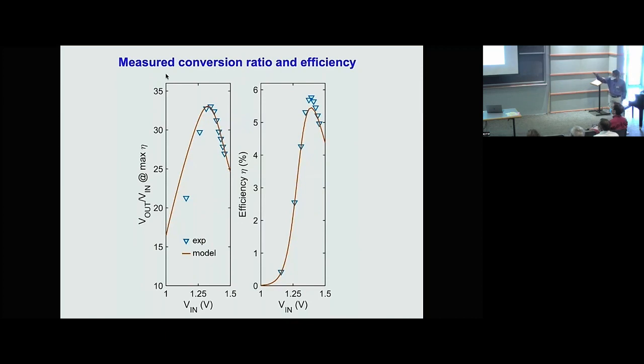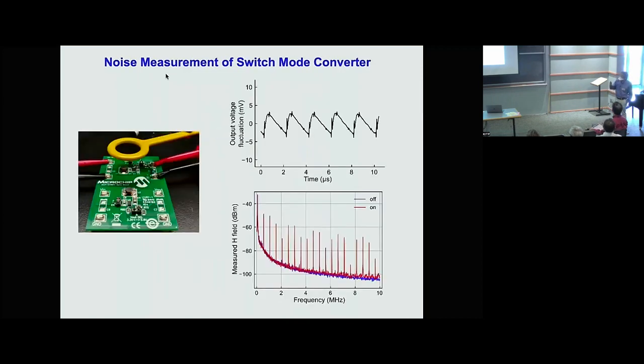This is the experiment. Now, the other thing that's quite interesting about this device is the noise characteristic. So we also bought a switch mode converter commercially. This is what you can buy. And then what we do is we put a little antenna on top of it so that we can pick up the electromagnetic noise associated with the circuit.